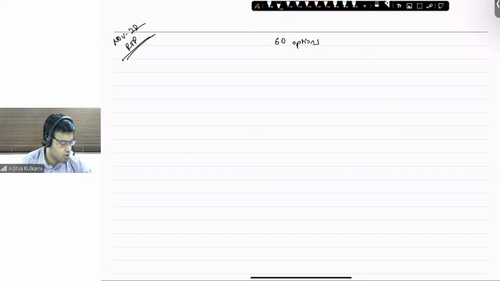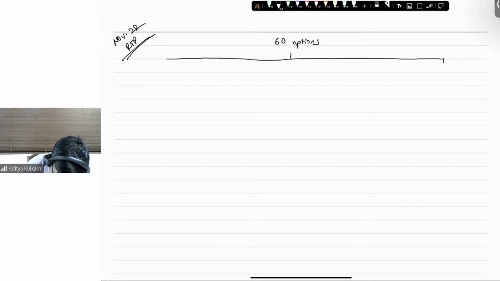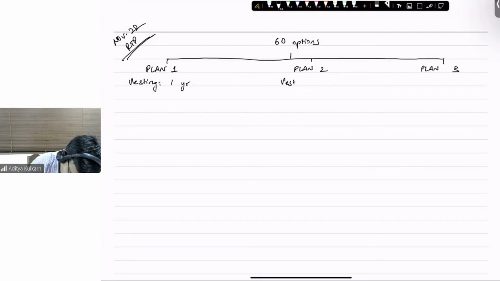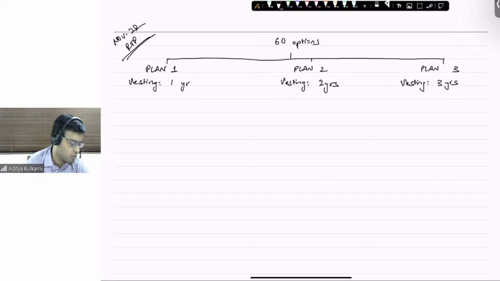60 options. What do I do with this 60 options? Well, they are vesting in a phased manner. So you are having plan 1, plan 2, plan 3. Vesting is how much? 1 year. Here vesting is how much? 2 years. Here vesting is how much? 3 years. So this is what is your vesting under the 3 plans.